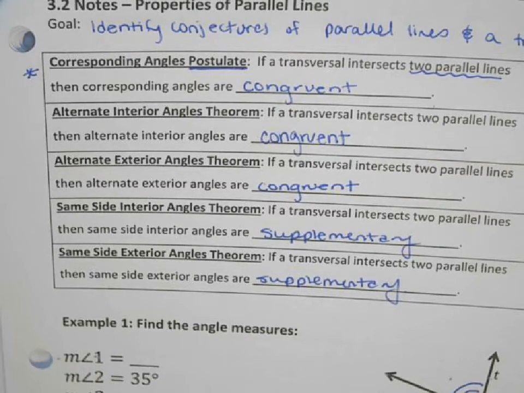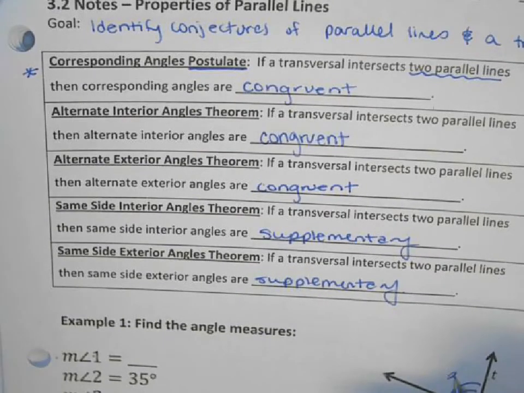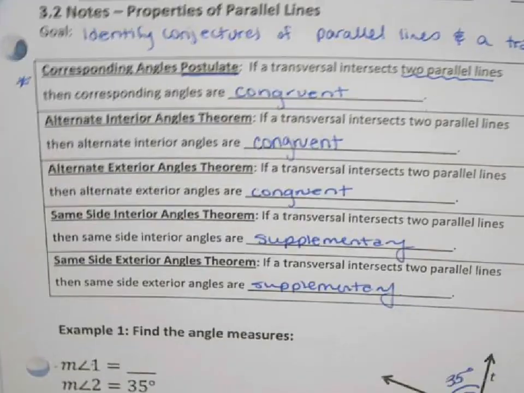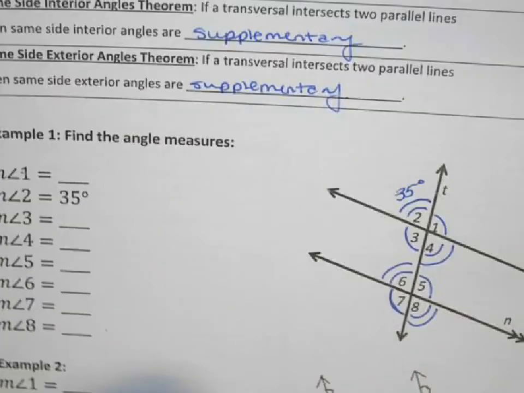So now that we have all these theorems and our one postulate, we're going to use these to find angle measurements. In this, it says find the angle measures, and it gives us that the measure of angle 2 is 35 degrees. So I'm going to label the measure of angle 2 is 35 degrees. I always find it much easier if I label right in my diagram.